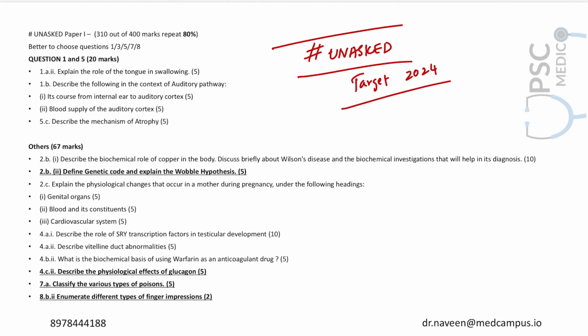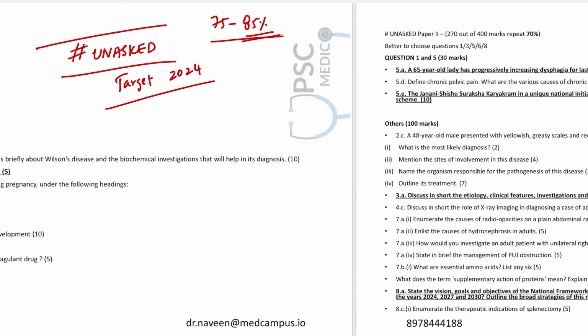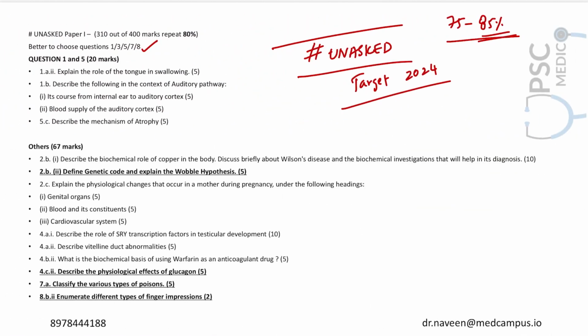Just in search of rare things, you can't prepare 100% and by-heart it. Still 85% of the paper is a repeat. Okay, almost 75 to 80% of the paper is a repeat. So if you know those things, and if you can pick your right questions, 1, 3, 5, 7, 8 in paper 1, and 1, 3, 5, 6, 8 in paper 2, you can get good marks in this paper.